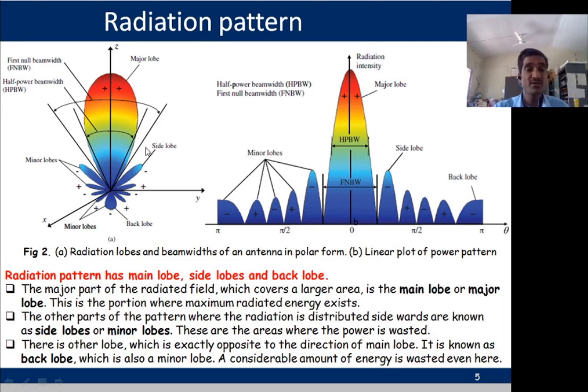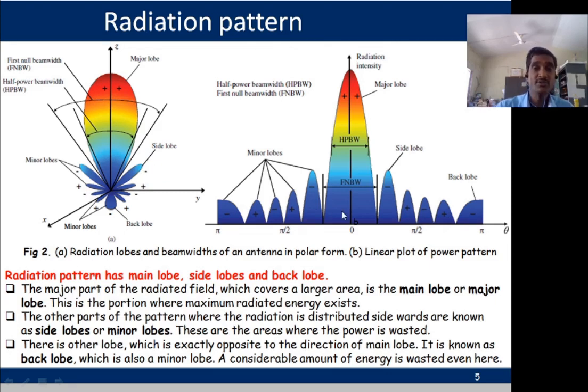Now the second lobes are the minor lobes. So what are the minor lobes? Minor lobes, or side lobes, are the lobes other than the main lobe. So this is a major lobe, and other than the major lobe, these are the minor lobes. Minor lobes are also called side lobes.